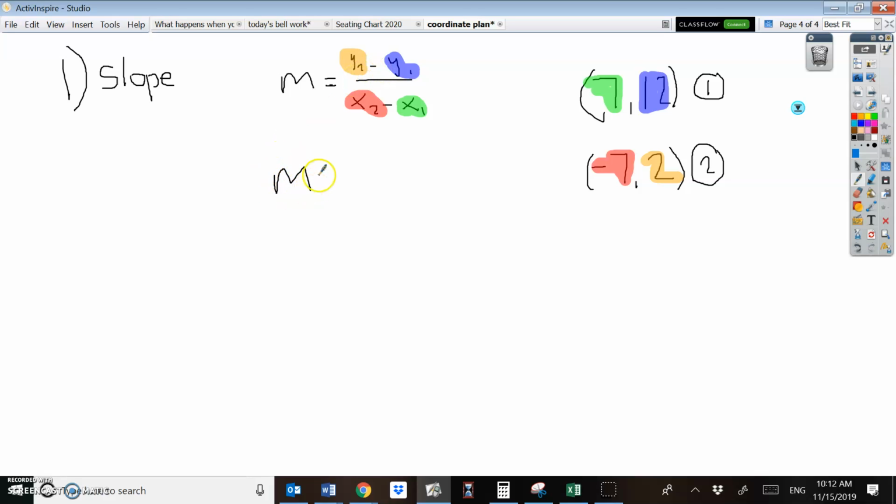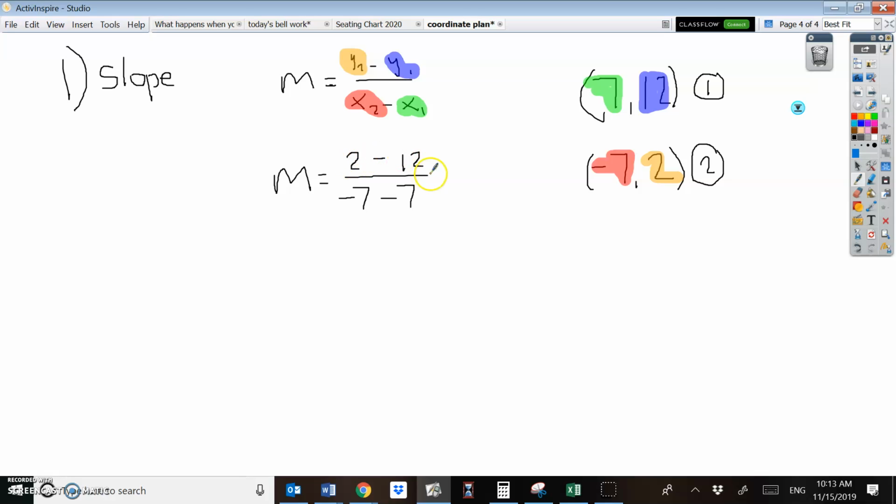So m equals, looks like y2 is 2. Looks like y1 is 12. Put a subtraction sign in the middle there. Looks like x2 is negative 7. And it looks like x1 is 7. Put a subtraction sign there. And now solve for slope.